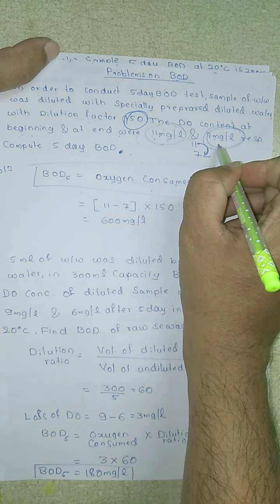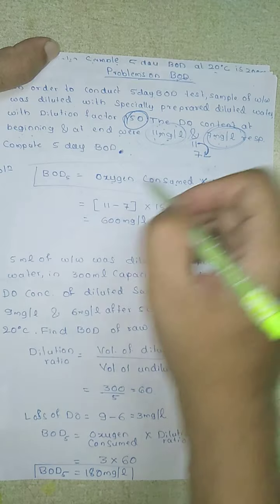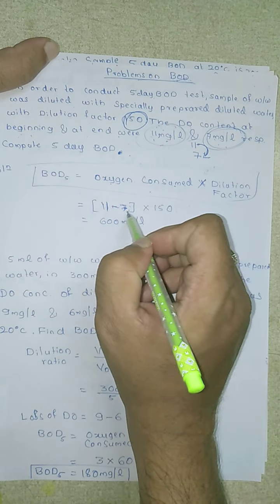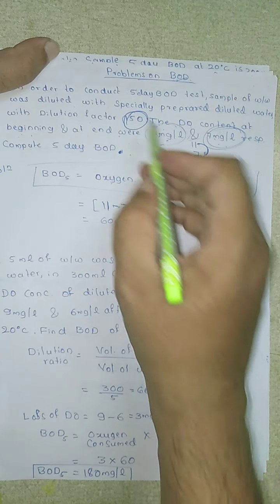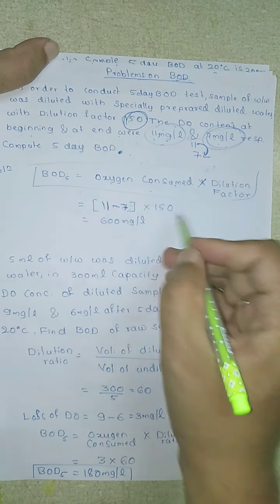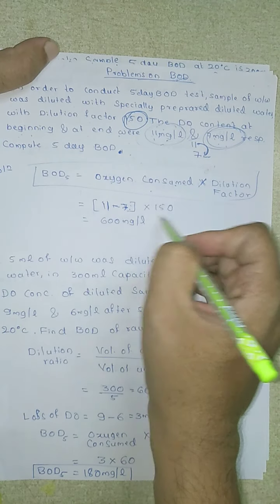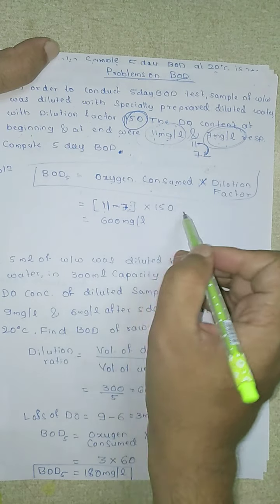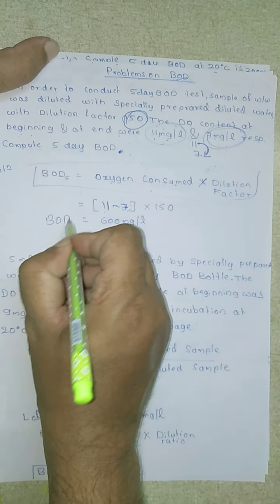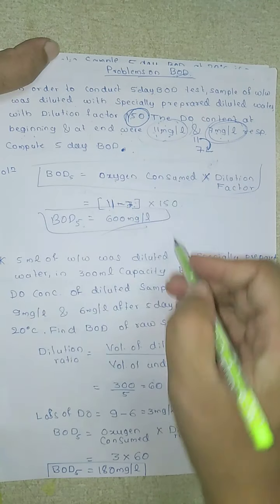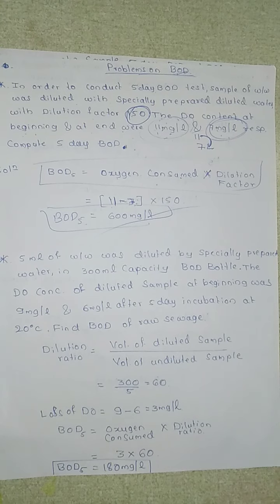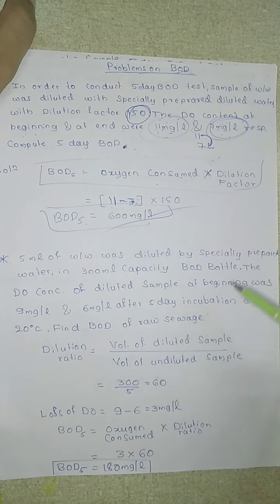From 11 to 7, how much dissolved oxygen is consumed? That is 11 initially minus 7, multiplied by the dilution factor. The dilution factor is already given in this problem, so you are multiplying it by 150. So 11 minus 7 is 4, into 150. So BOD after the end of 5 days you will be getting as 600 mg per liter. So this is the first very basic type of problem you will be solving in your exam.